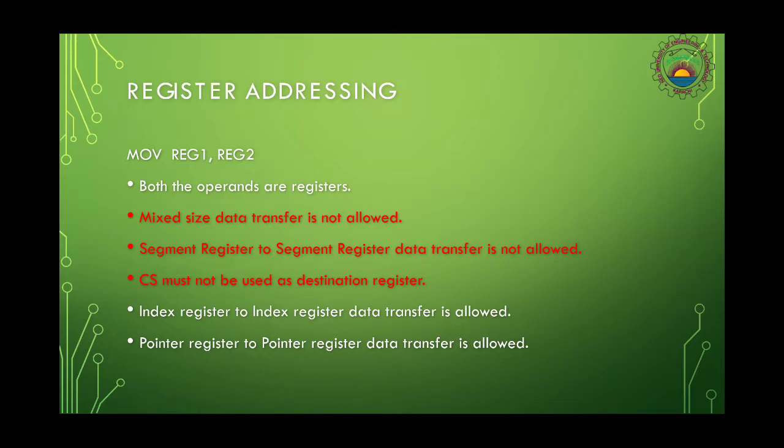and there is a limitation that segment register may not be copied directly into a segment register. Third condition is that code segment register may not be mentioned as register 1, because we don't want to change the value for code segment, because if we change our code segment value, we will not be able to access our code. So that is not allowed to write CS register as register 1 in move instruction.